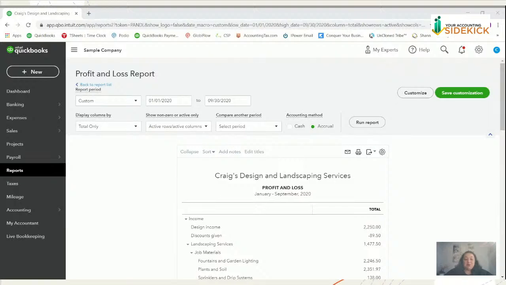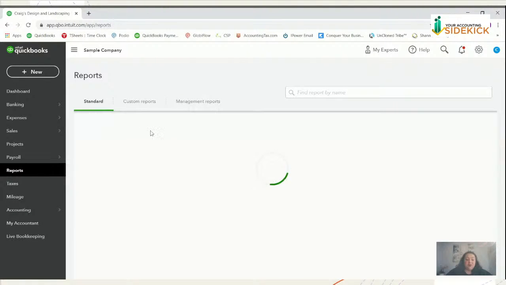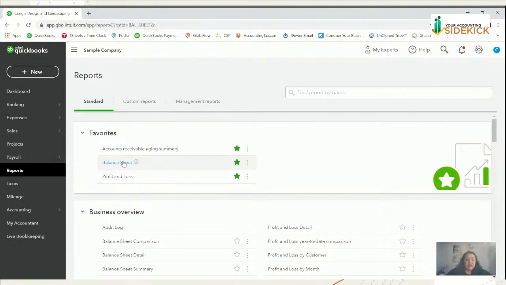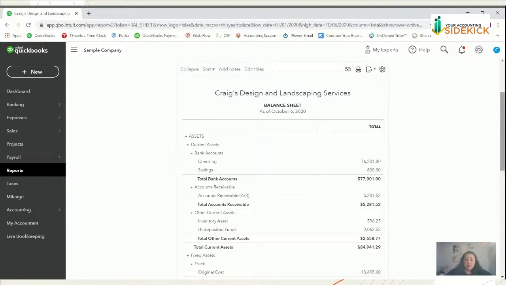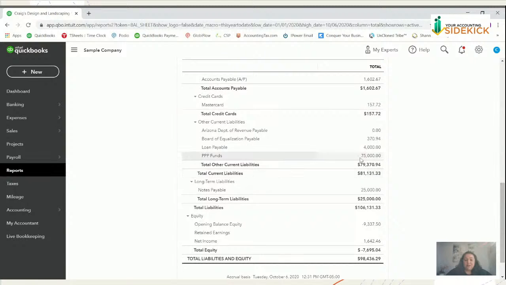And for me, it's kind of a roundabout way of saying that the PPP funds are going to be taxable if they are forgiven. If not, then it's going to be treated as a loan and it'll just stay on the balance sheet. So right now we're looking at the P&L, but if we go over here to the balance sheet and look at that, we are going to see this liability account for PPP funds sitting right here under other liabilities or under the current liabilities that are reflecting.